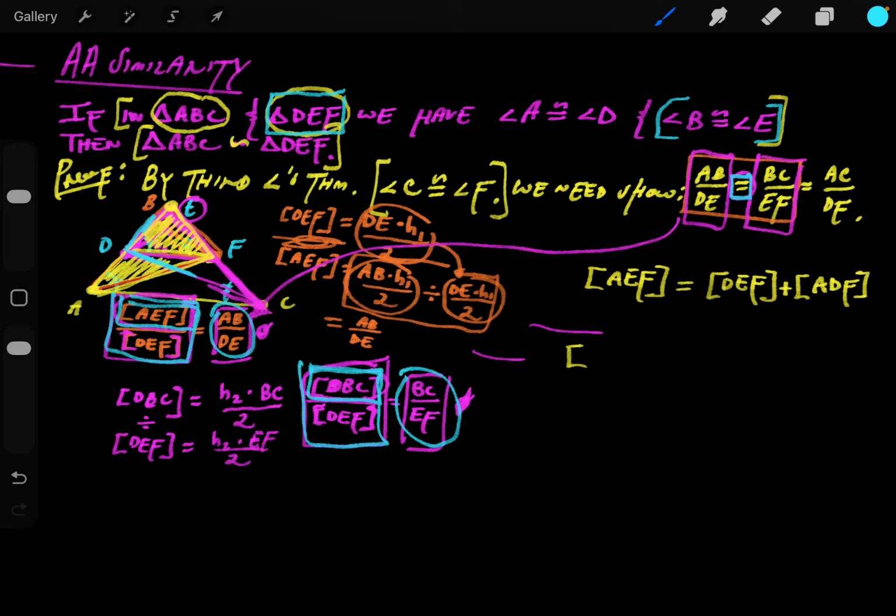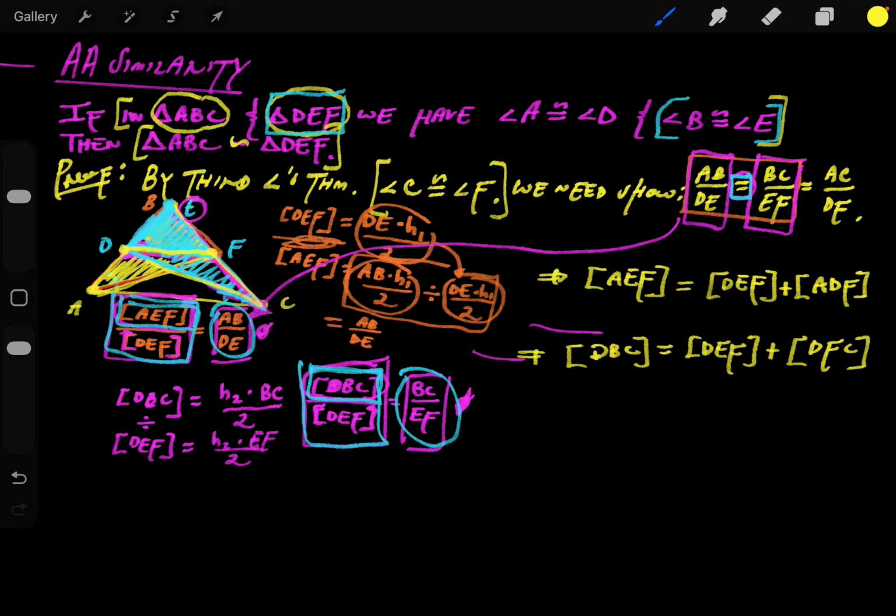So if we look at DBC, this triangle right here, we should see again that it's DEF, the area of this triangle, plus the area of triangle DFC, this triangle right here. So now I have that DBC is equal to DEF plus DFC. And now let's look at what we have.